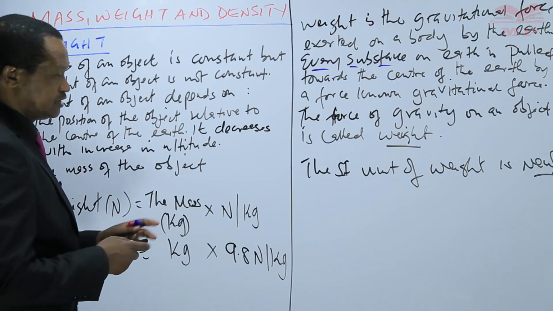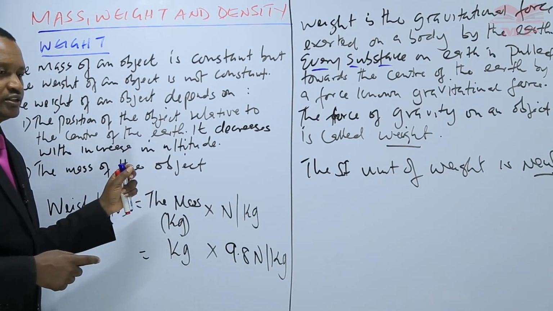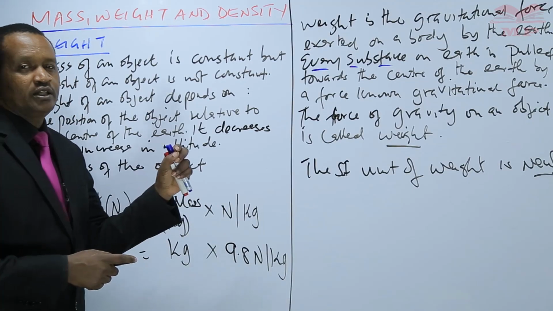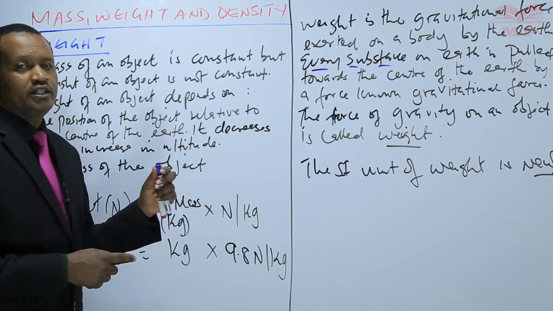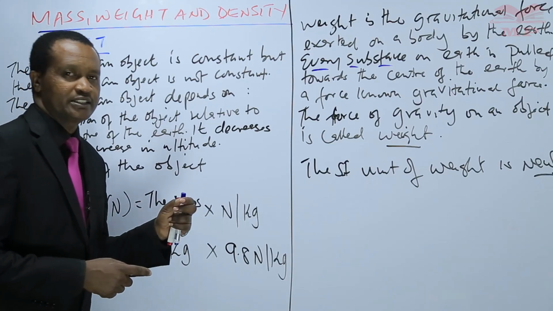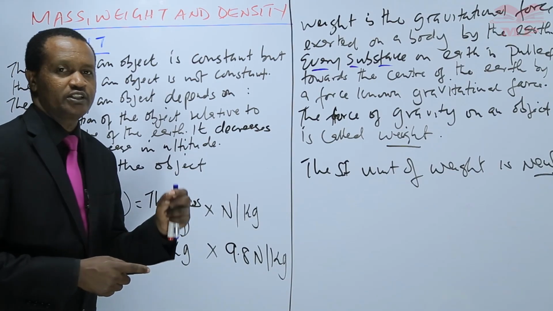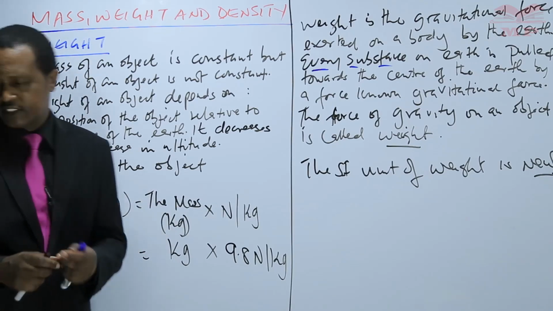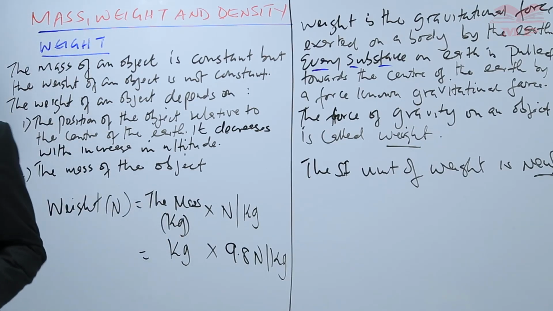And I've said that the weight of an object on the moon is 6 times less than the weight of the same object here on the Earth. So let's have some examples.